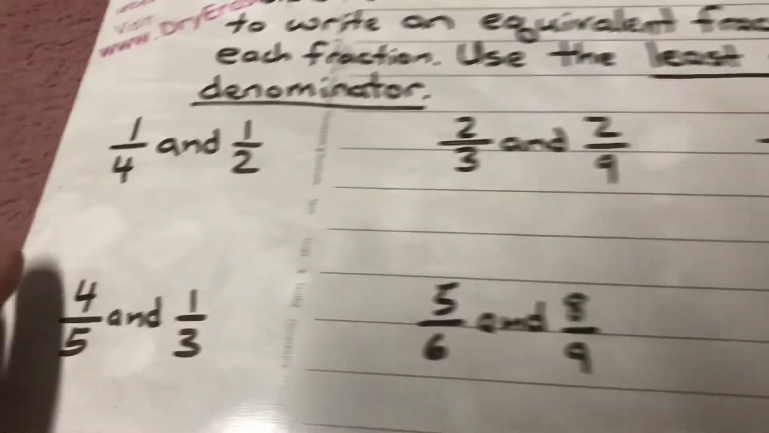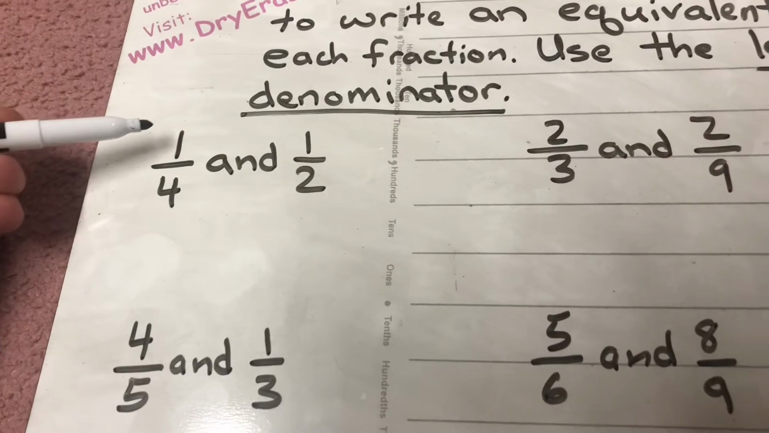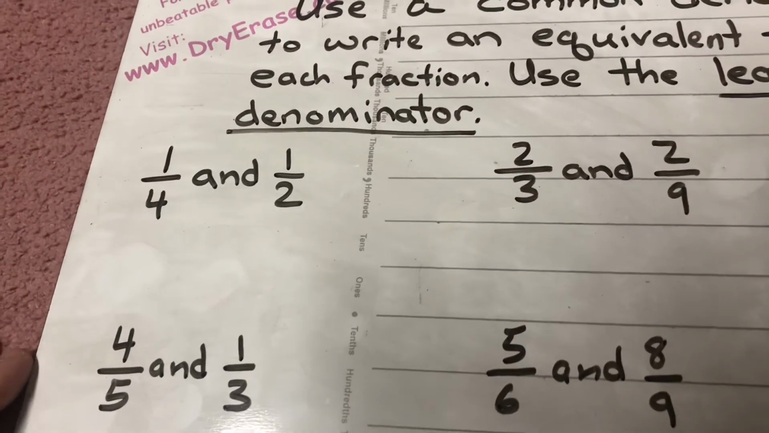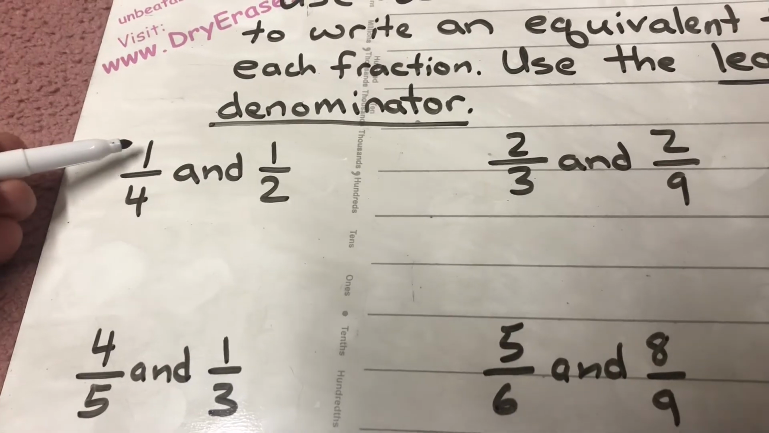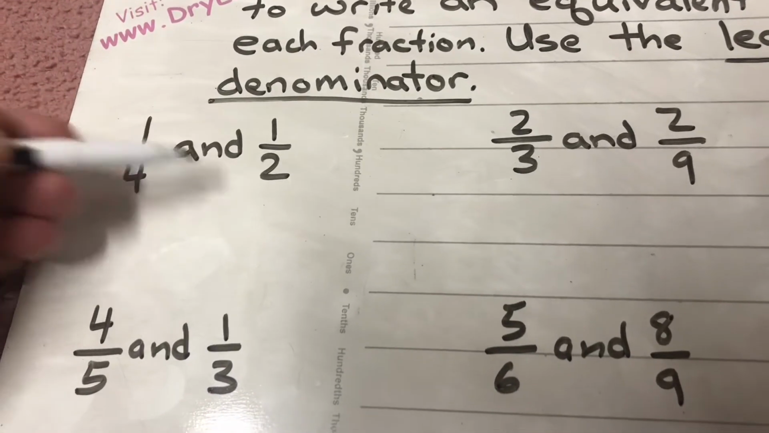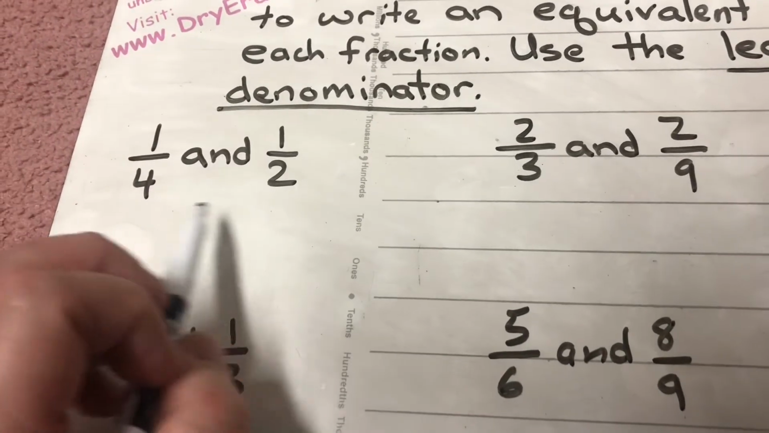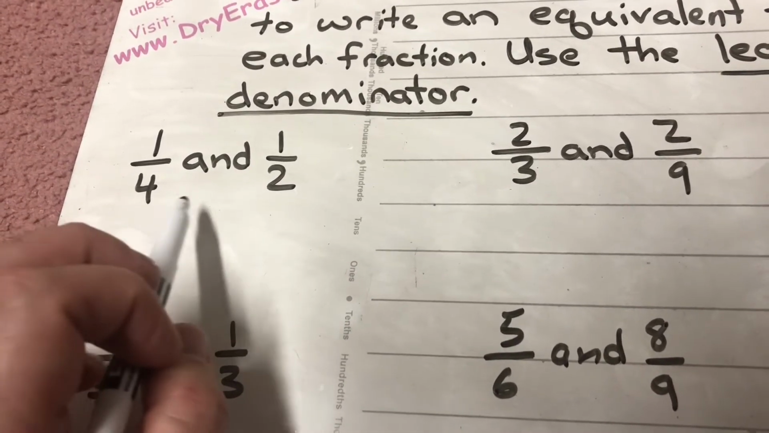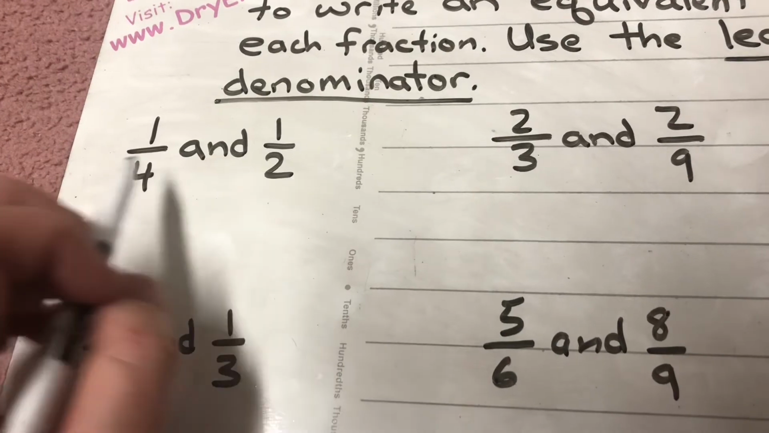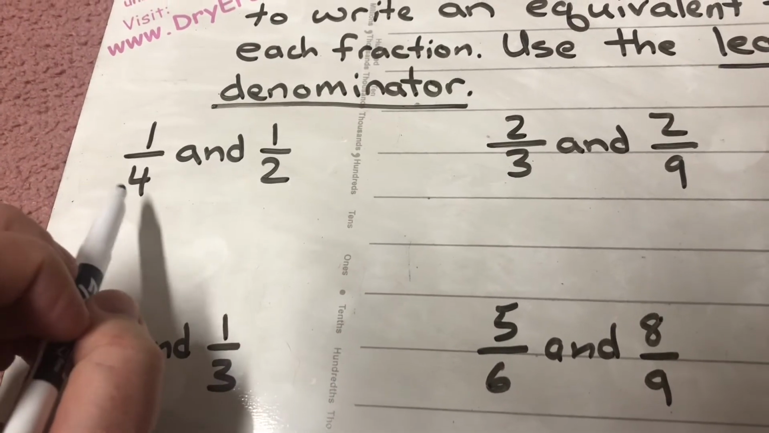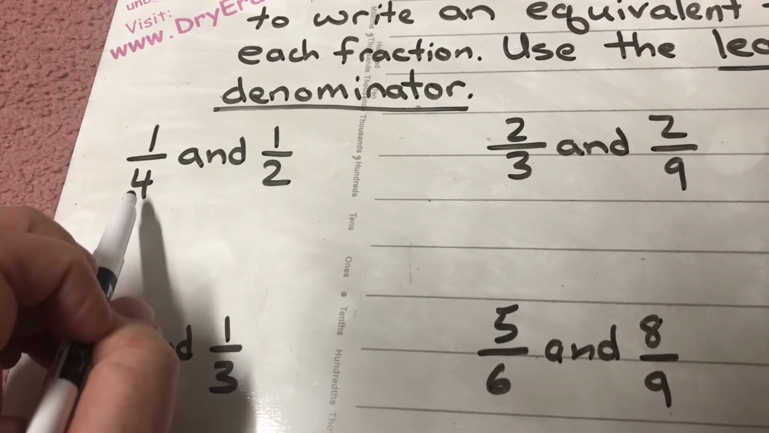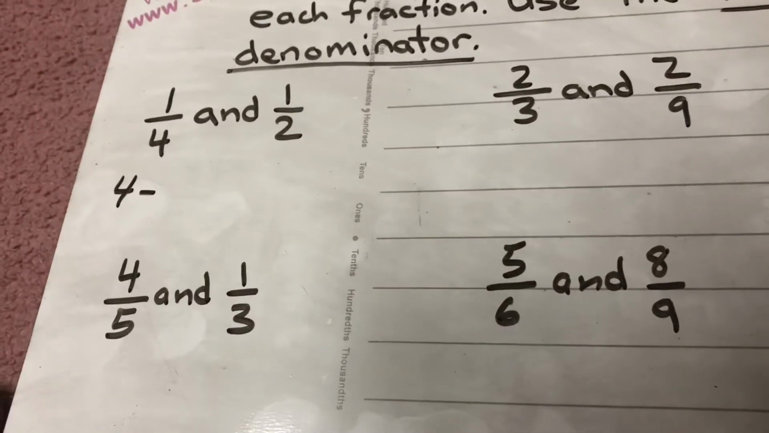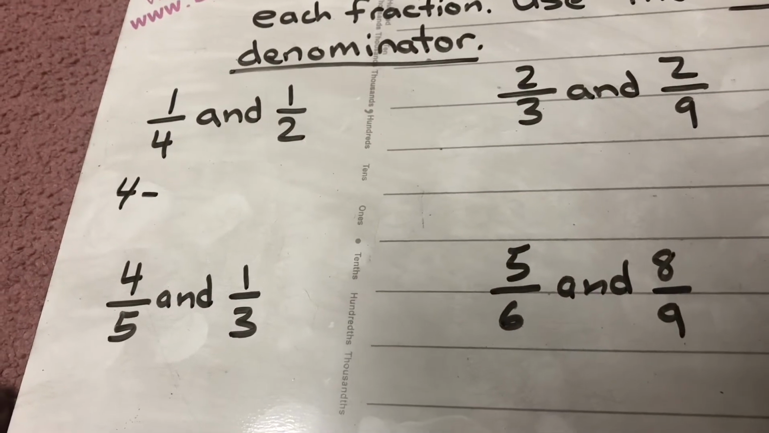So when we have 1/4 and 1/2, we want to remember the top number is the numerator, the bottom number is what we call the denominator. So when I have 1 over 4 and 1 over 2, imagine that this was a subtraction problem or an addition problem involving these two numbers. I look for my larger denominator, which in this case is 4. And I'm going to think about what the multiples of 4 are.